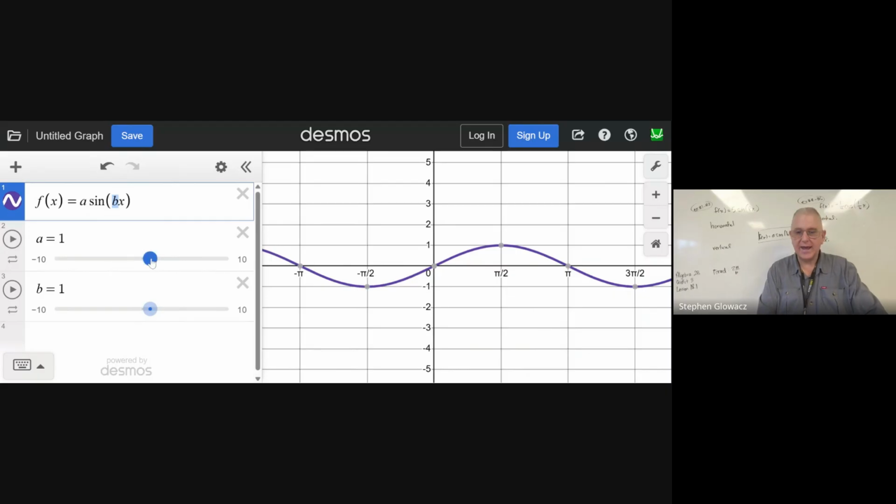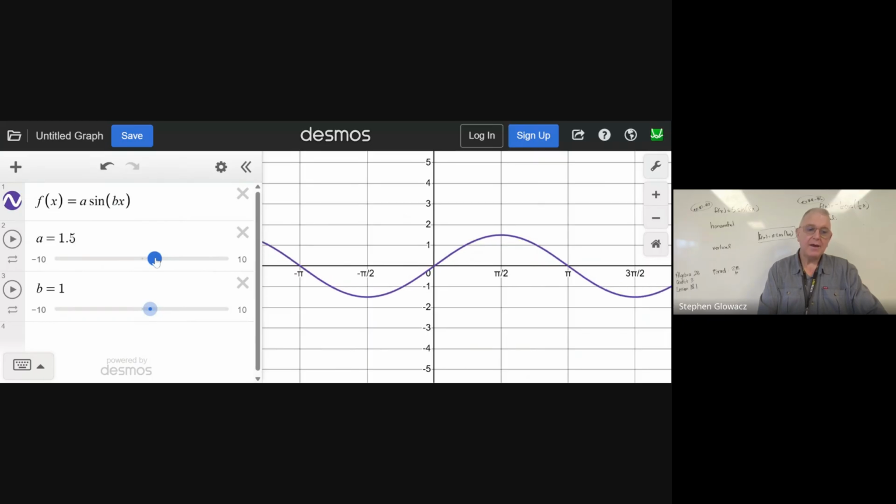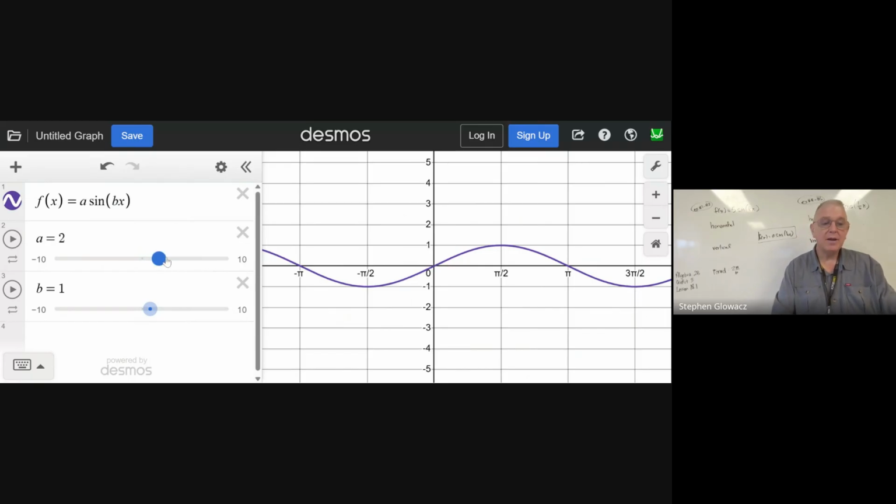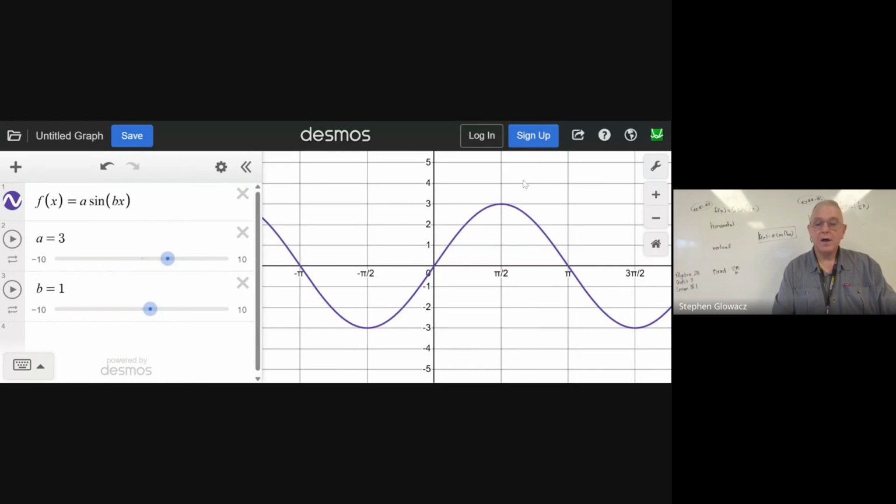Notice, and this is again kind of a review, I hope, we have these what we call sliders here in Desmos, a really cool feature. Notice as we make a bigger, we can see the stretch. Let's go back to 1. If a is 1, notice the top of the graph is positive 1 and the bottom is negative 1. But let's say I increase that to 3. Notice that I've stretched the graph by a factor of 3. I'm going up to positive 3, and then it goes as low as negative 3.